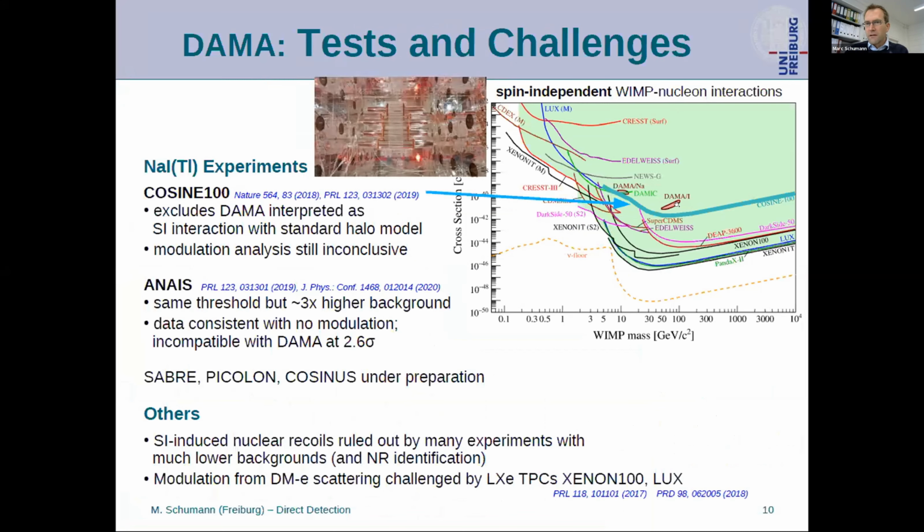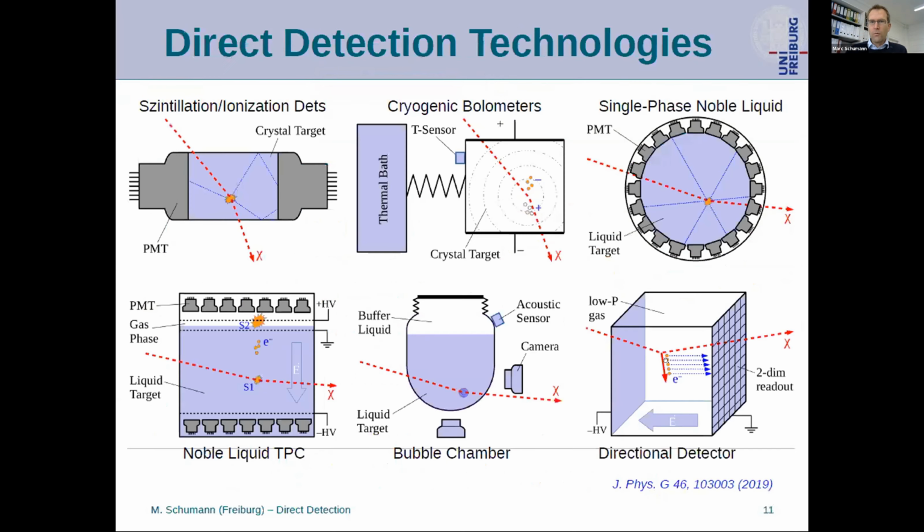COSINE-100, this line shown here, excludes DAMA if you interpret it within that frame. The modulation analysis, really looking for this modulation, is still inconclusive, but ANAIS did the analysis, and their data is consistent with no modulation and incompatible with DAMA at the 2.6 sigma level. More data is needed to really clarify that, and there are even more experiments under preparation. If you make more assumptions on the interaction, on the model, then the other experiments obviously exclude DAMA by a lot. So what are all these experiments?